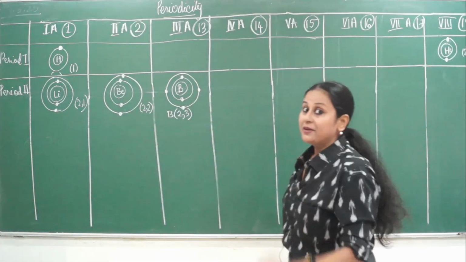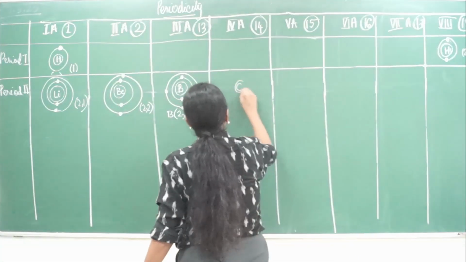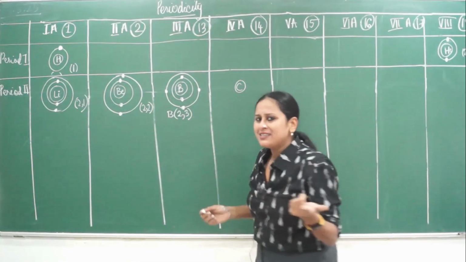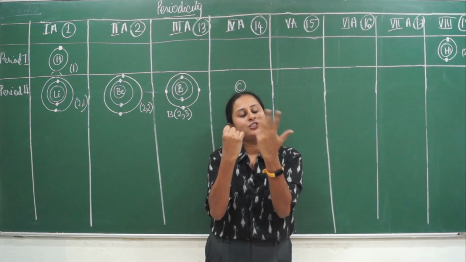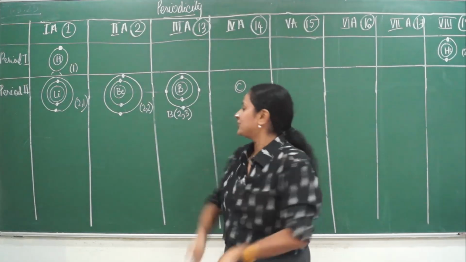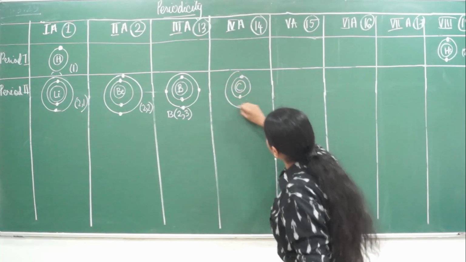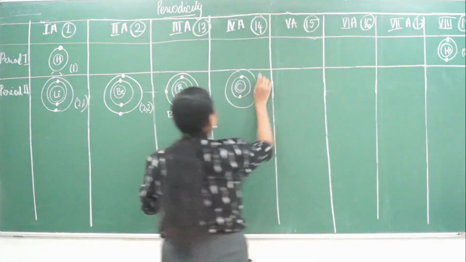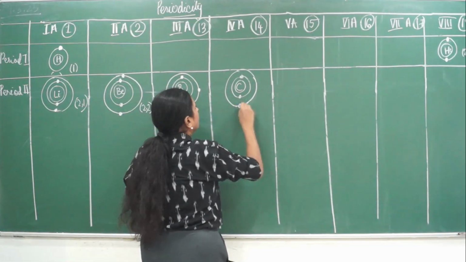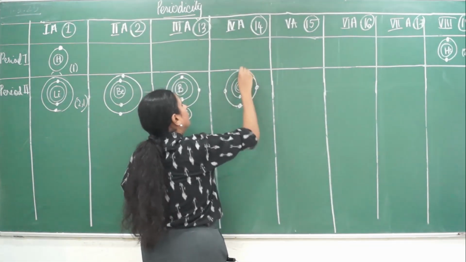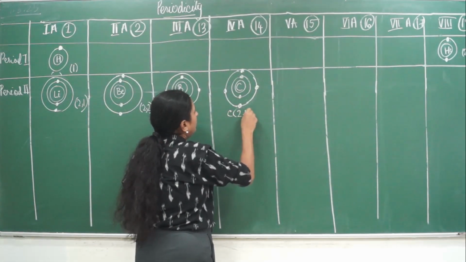Then coming to carbon, that's the 6th member of the periodic table. Carbon, it's going to be 2, 4, isn't it? Now can't you figure out, 6 electrons in all? 2 are in the first shell, remaining 4 are in the second shell. So carbon's electronic configuration is 2, 4.